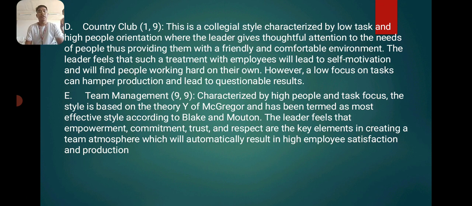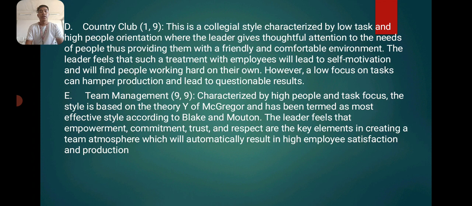Country club. This is a collegial style characterized by low task and high people orientation, where the leader gives sincere attention to the needs of people, thus providing them with a friendly and comfortable environment. The leader feels that such treatment of employees will lead to self-motivation and will find people working hard on their own. However, a low focus on tasks can hamper production and lead to questionable results.